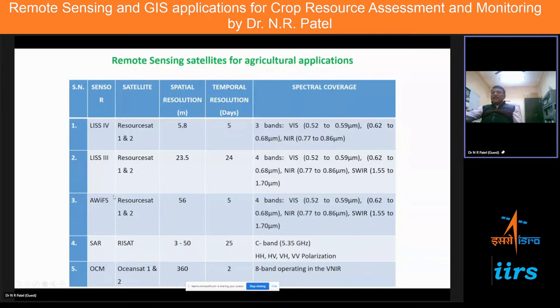Apart from this optical satellite data, there is synthetic aperture radar, SAR. It is an all-weather, independent capability kind of satellite remote sensing. That is called microwave remote sensing. RISAT has C-band, and it has been widely used for rice crop monitoring. Rice is one of the most staple crops in India. So we have been using this SAR data mainly for operational rice crop monitoring. Then OCM is also providing 360 meter NDVI data, and it is also useful for agricultural drought monitoring.